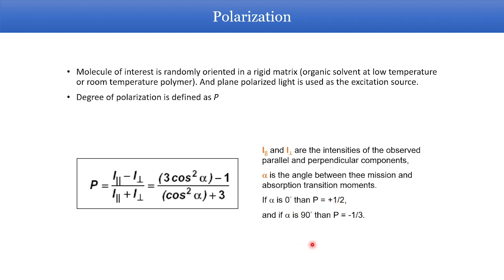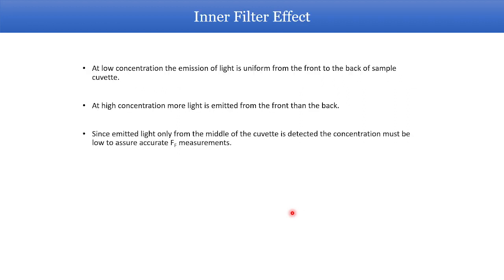If alpha is 90 degrees, then P equals minus 1 by 3, and if alpha is 0 degrees, then P is equal to plus half. Why? Because it is equated in the cos function, where polarization is equal to 3 cos square alpha minus 1 divided by cos square alpha plus 3. Okay. So alpha is the angle between the emission and the absorption transition moments.